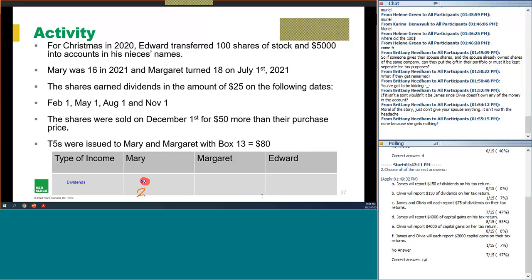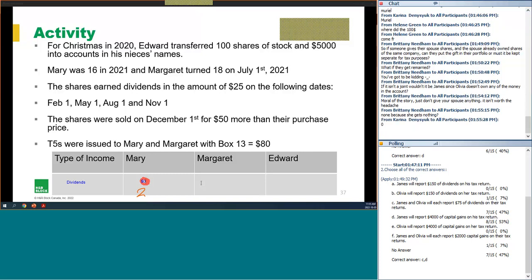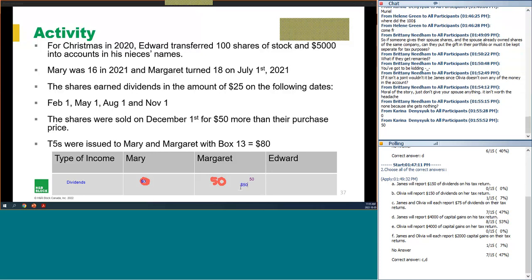None, because she got the money, but she's a minor. It will be attributed back to Edward. Good. What about Margaret? She got $25 on each of them. So February, not her money, not hers according to the tax return. May, not hers according to the tax return. August, now she's 18 and she can do whatever she wants. She gets 25. November, she gets 25. So everyone who said 50, you are correct.